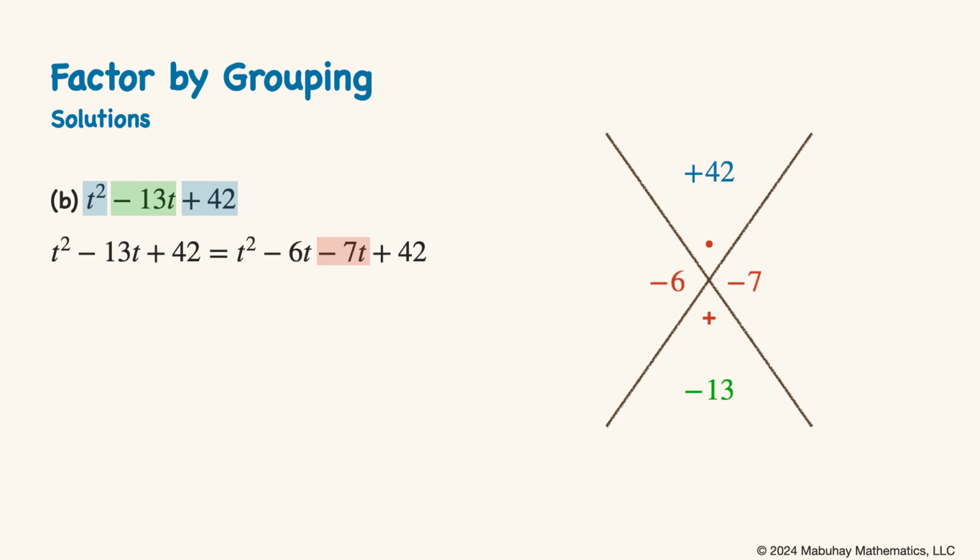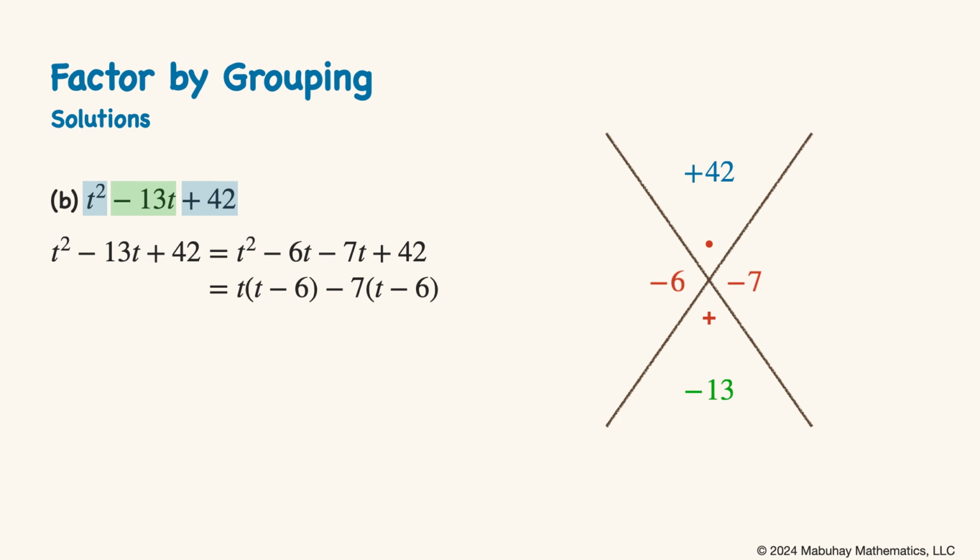Looking at the first two terms, t squared minus 6t, there's a common factor of t. When we pull that out, we're left with the quantity t minus 6. As long as we've chosen the magic numbers correctly, this will play out. Looking at the second pair, there's a common factor of 7. In fact, it's even more convenient to pull out a negative 7. When we do that, we're left with the quantity t minus 6. Great! Factoring by grouping is working.